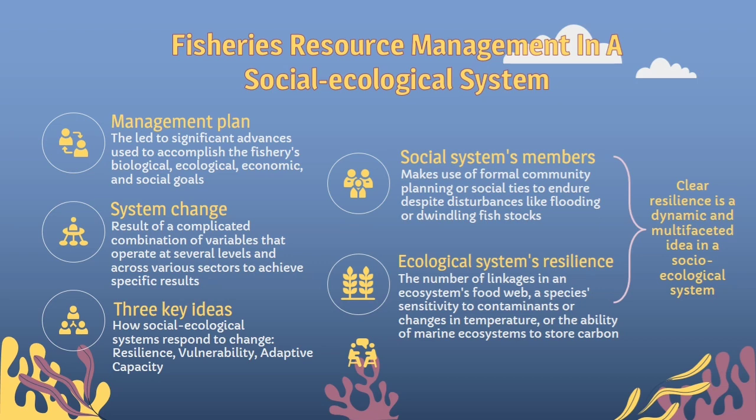Empirical studies and fishery economics are the two topics that social-ecological system scientists investigate more frequently, particularly the connection between trade and fisheries from a theoretical perspective. There are three key ideas used to understand how social-ecological systems respond to change: resilience, vulnerability, and adaptive capacity. Despite having their origins in several domains, these ideas are frequently utilized as lenses to examine the connection between social and ecological systems.